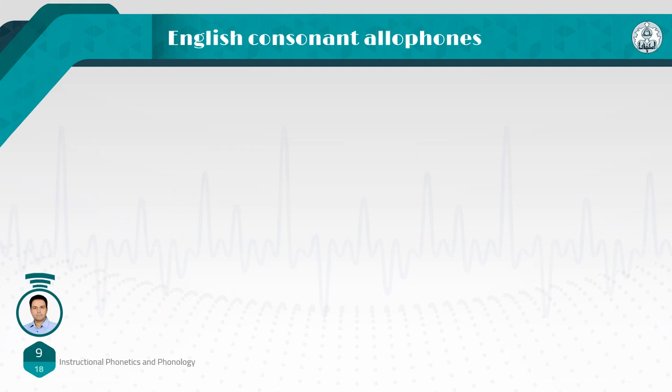From now on, I want to summarize all that we have said about English consonants so far. Here you will see a set of formal statements or rules describing the English consonant allophones. Remember that these rules are simply descriptions of language behavior. They are not the kind of rules that prescribe what people have to do. And let's start with the first one.